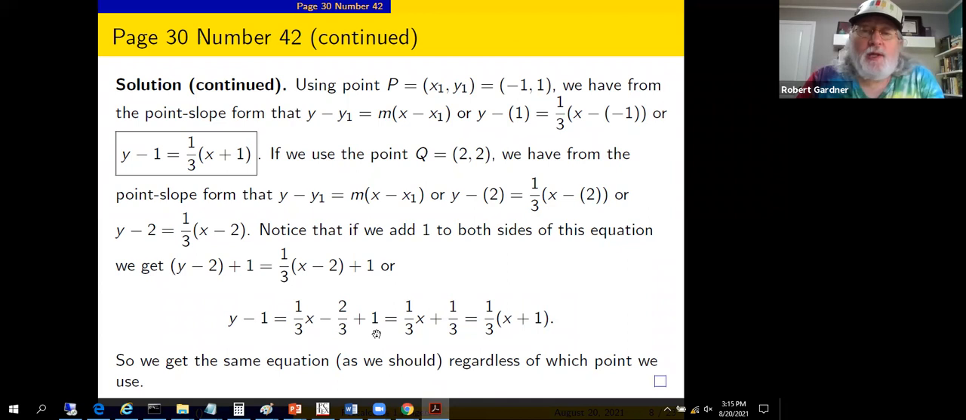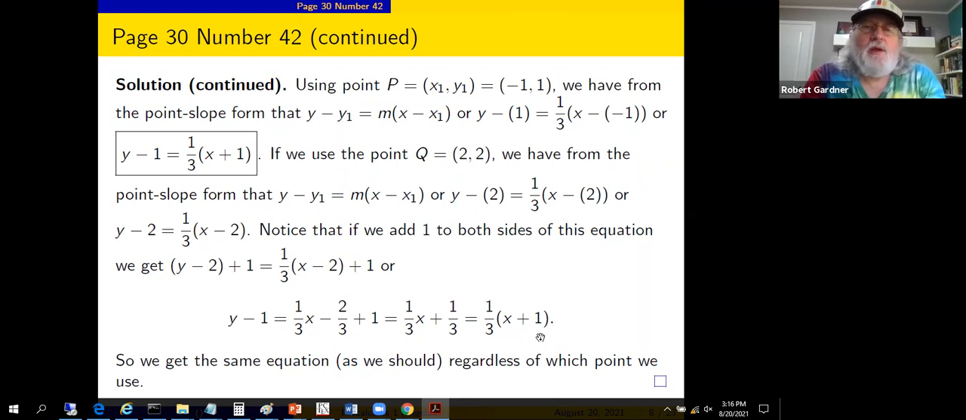Negative 2/3 plus 1 leaves us with 1/3. Now we can factor 1/3 out, and we get 1/3 (x plus 1). So we've got y minus 1 equals 1/3 (x plus 1), as we should have got. So I can turn this second version into this first version. Could you turn the first version into the second version? And guess what? Subtract 1 from both sides. That'll produce a -2 over here, and some arithmetic on this will produce that. So we get the same equation, equivalent equations, regardless of which point we use.